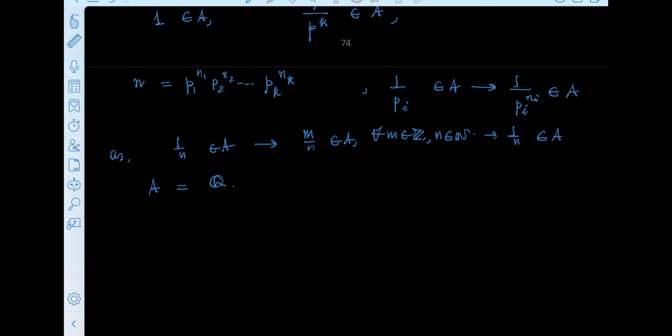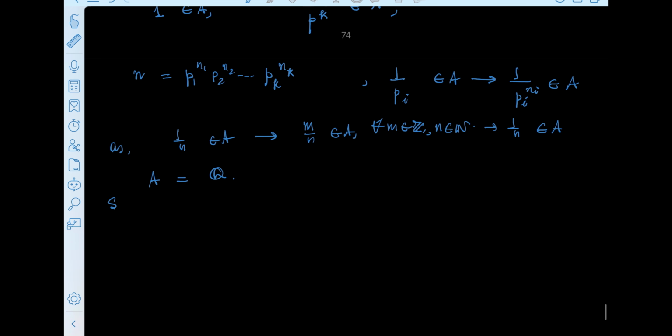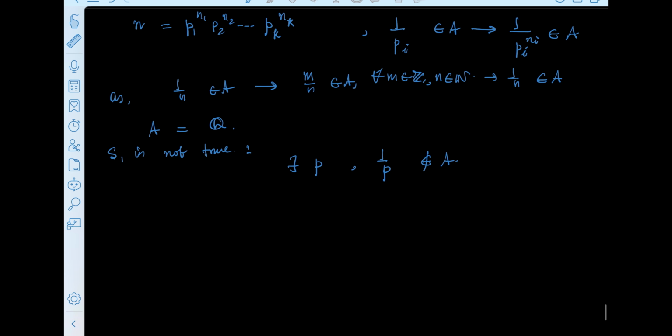Okay. Now take the converse of this. I mean, if S1 is true, then A equals Q. If S1 is not true, that means there exists a prime such that 1/p is not inside A. So the point is that the negation of S1 implies 1/p is not inside A for some prime. There could be other primes such that 1/q is not inside A. So I claim that this case is not possible.